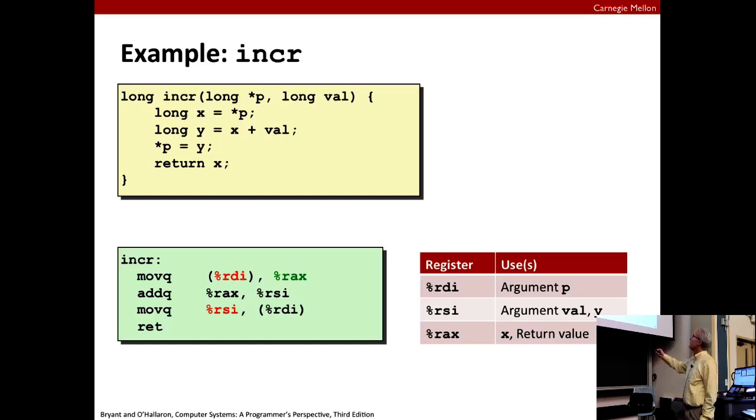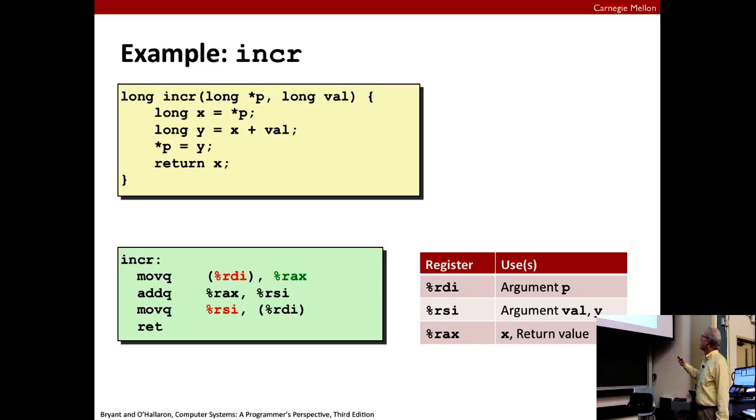And you can see that in the code here. The code's pretty short. Remember that in general, RDI will hold the first argument. In this case, it's a pointer. So it will do a read from that pointer, and it will put the value in RAX, which is where the return value should be anyhow. And then it will increment RSI, which has a value called val here initially, and now it has the value of x plus val. And then it will store that in the value pointed to by p, and it will do a return. So you see these three instructions do all the different parts of this.